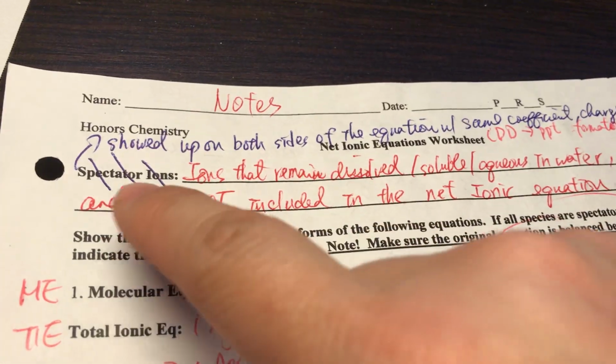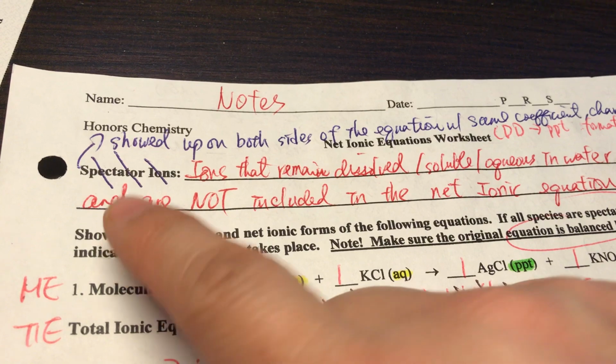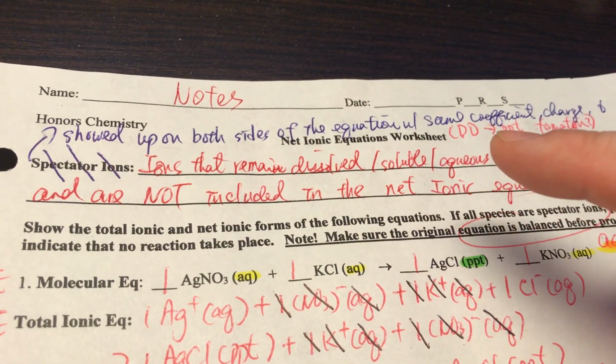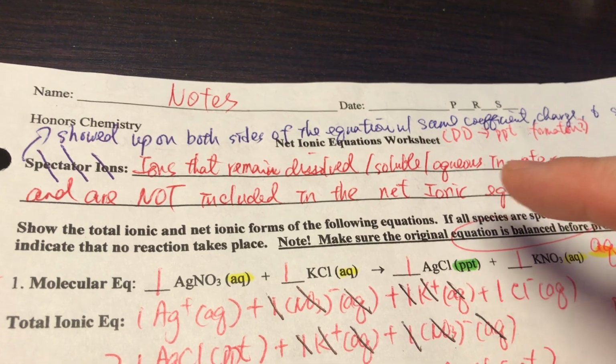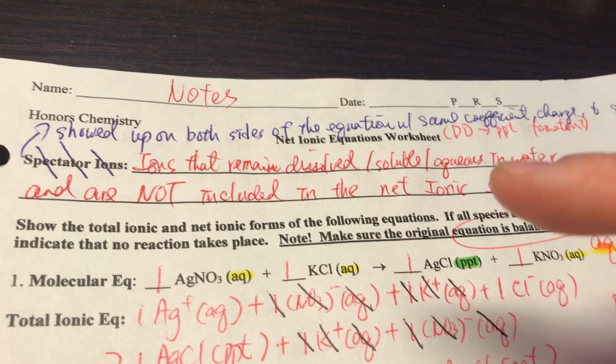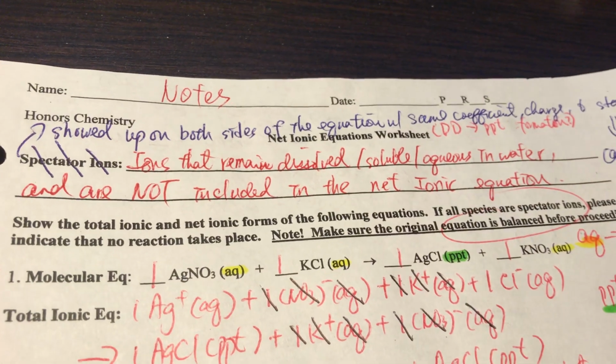So here, we first want to talk about the spectator ions. They are the ions that always stay soluble, dissolved, and aqueous in water. What I'm interested in is actually the one for precipitation.